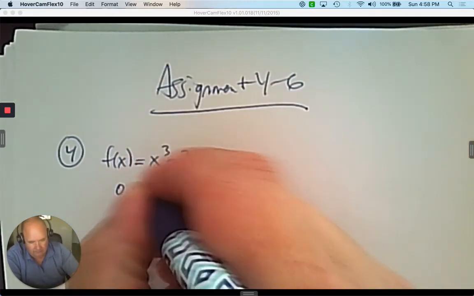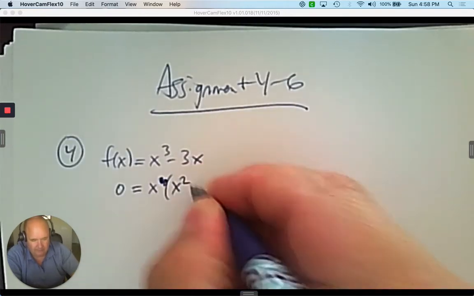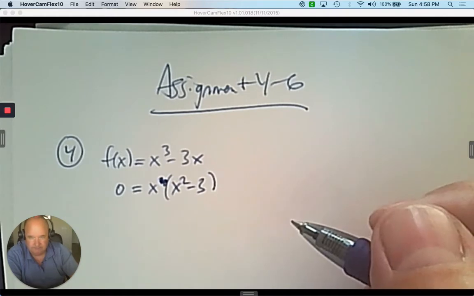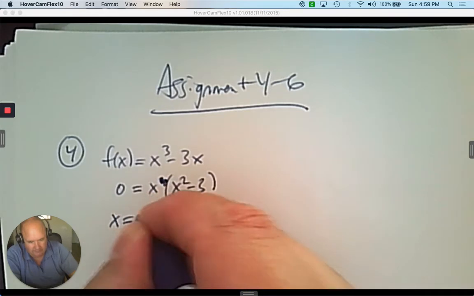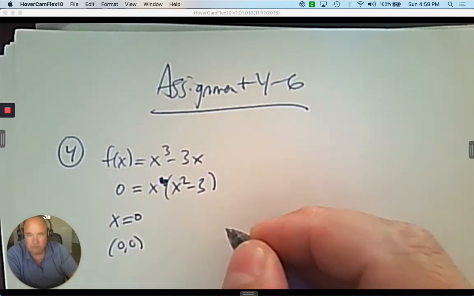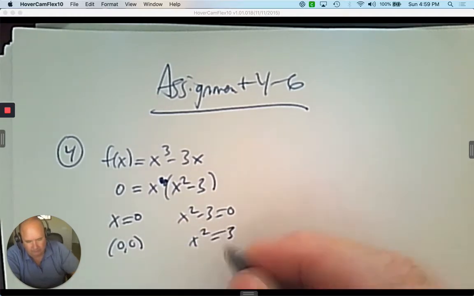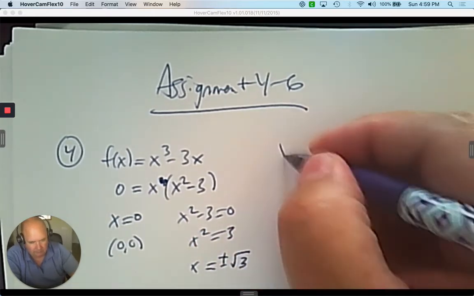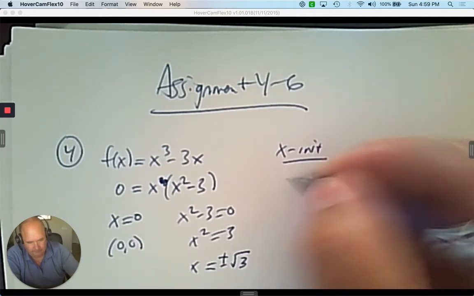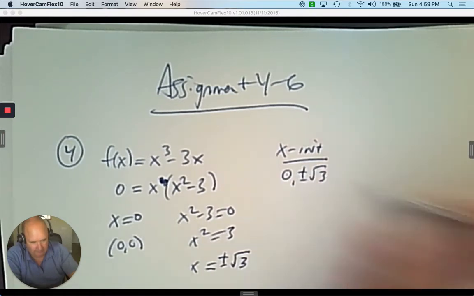So if I want to find the intercepts, I'm going to factor out an x, and I have x squared subtract 3. And then if I take the first factor, x, 0 is an x-intercept. If I take the second one and make it equal to 0, take the square root, the answer is positive and negative root 3. So those are my x-intercepts. And I'll approximate where root 3 is when we get there, and negative root 3.